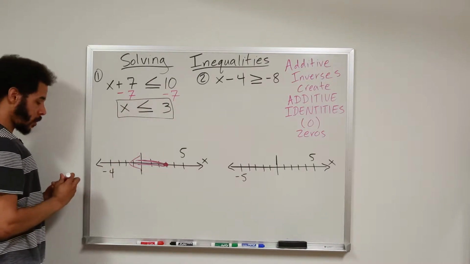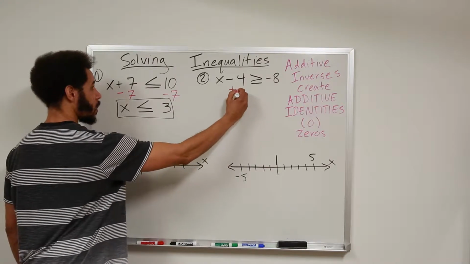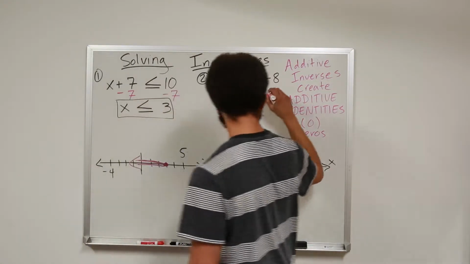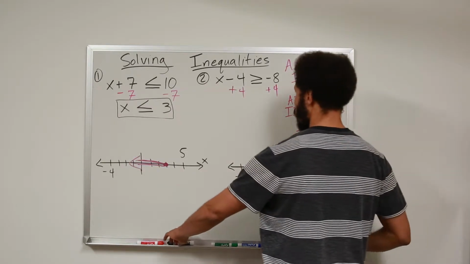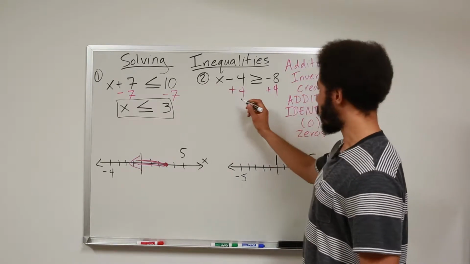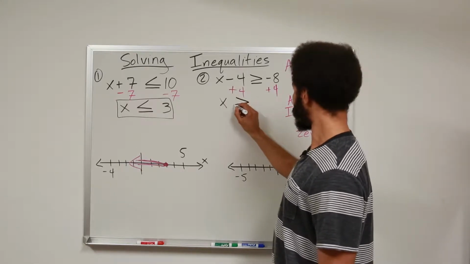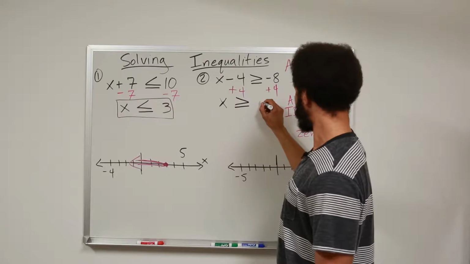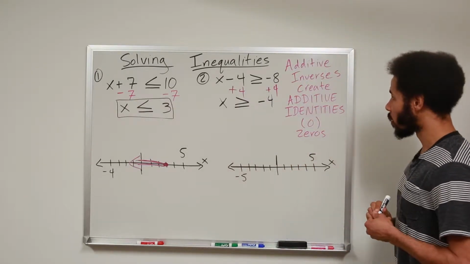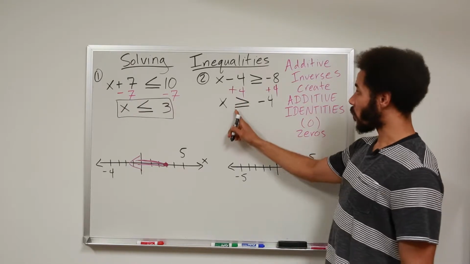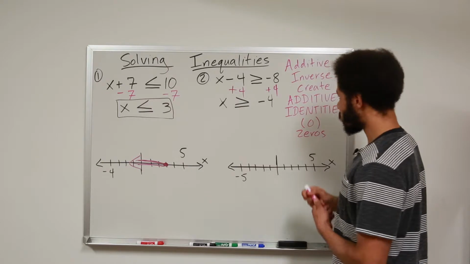If we come over to this side, we want to create a 0 here by adding 4. We'll do the same thing on this side of our inequality. We now have x minus 0, or simply x, is greater than or equal to -4. -8 plus 4 is -4. This time x is greater. We have the larger side of our symbol here. So our point in question is -4.